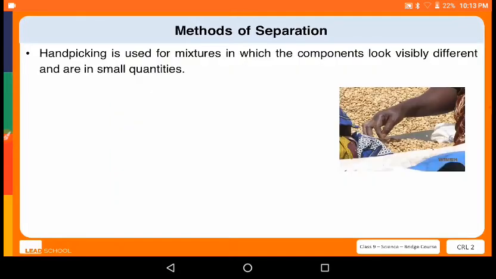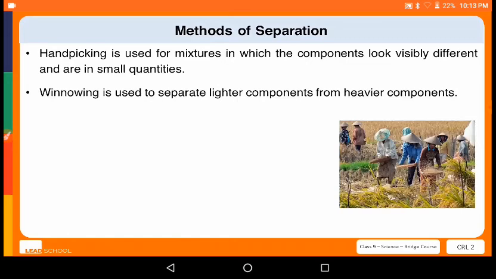In conclusion, hand-picking is used for mixtures in which components look visibly different and are in small quantities. The component is picked by hand and removed. Winnowing is used to separate lighter components from heavier components. It is done by blowing wind through the mixture.